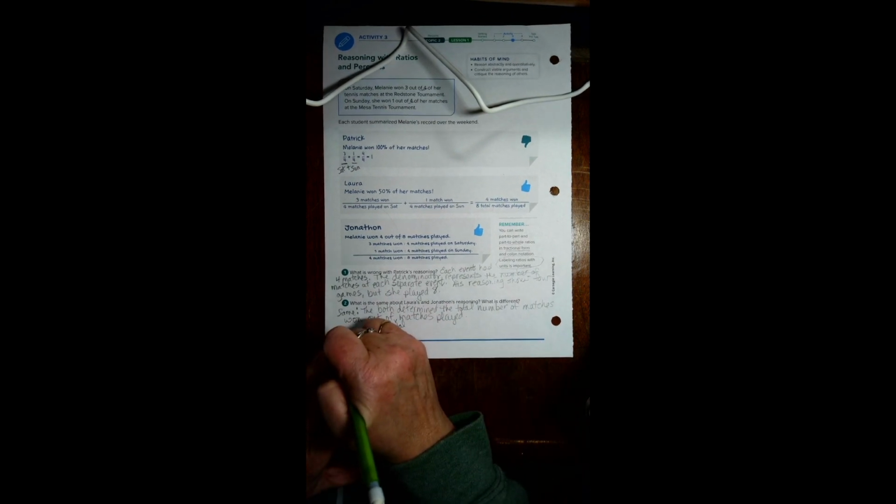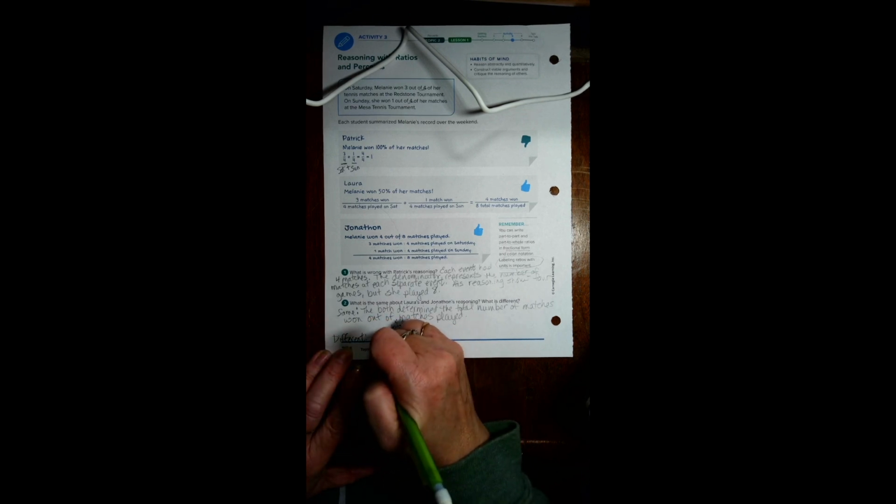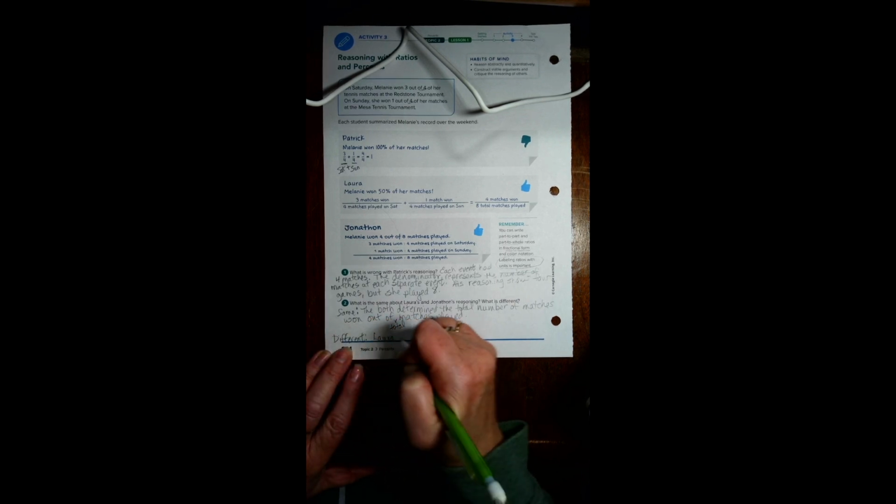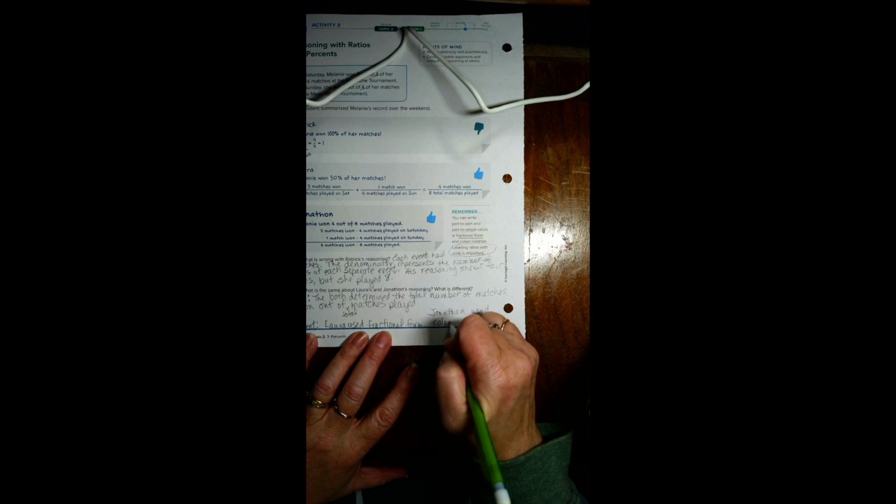And then how are they different? Laura used fractional form. Jonathan used colon notation. And that's how they're different.